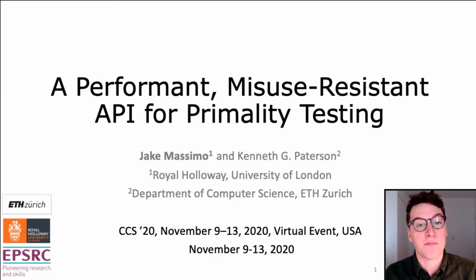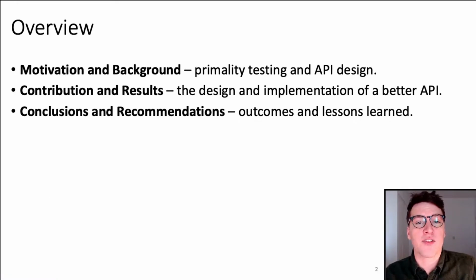secure APIs. So today I will give a short overview of the work, starting with some motivation and background, in which we shall briefly discuss Primality testing and API design. Then we'll move on to contributions and results, in which we shall discuss how we might go about the design and implementation of a secure API. And then we'll end with some brief conclusions and recommendations and reflect on some lessons learned.